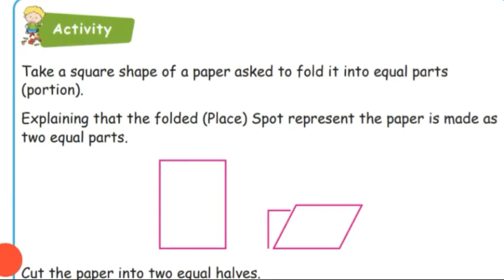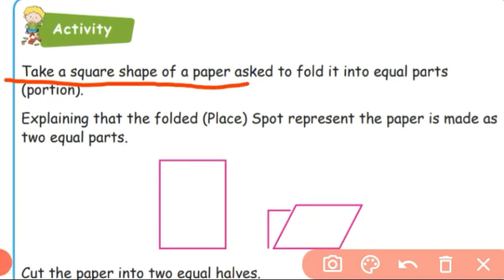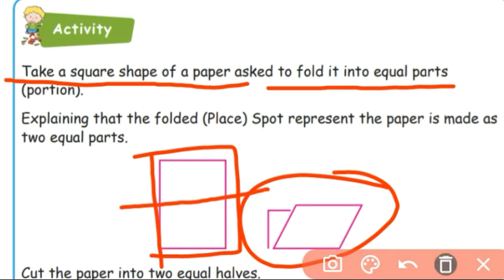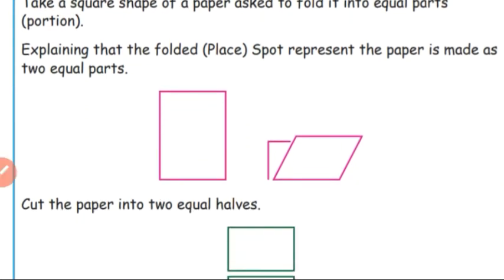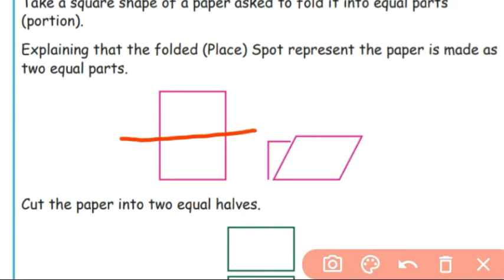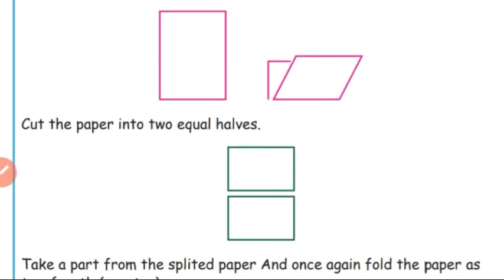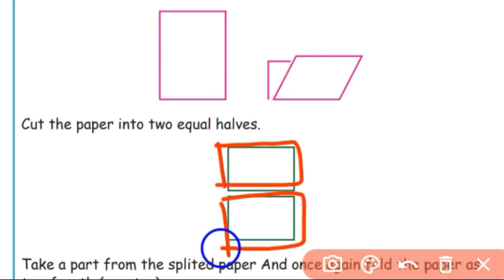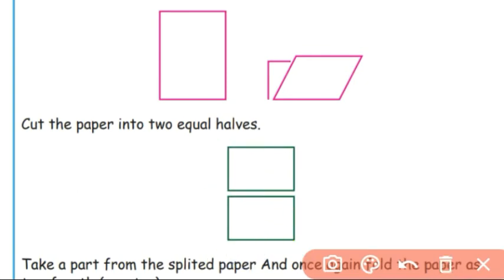See this activity. Take a square shape of paper and fold it into equal parts. If you fold it like this, you can see one line, and you cut the paper into 2 equal halves. See, this is one half and this is another one. 2 equal halves you will get.